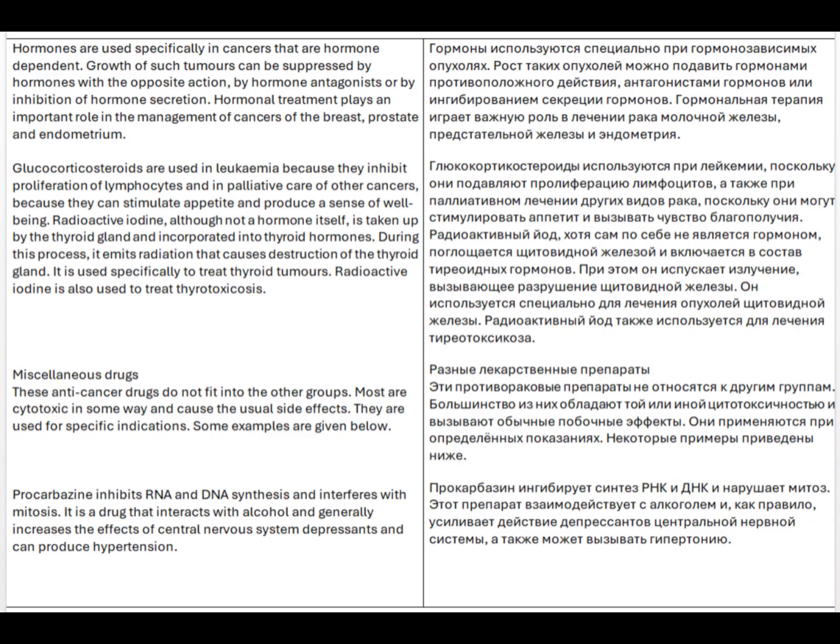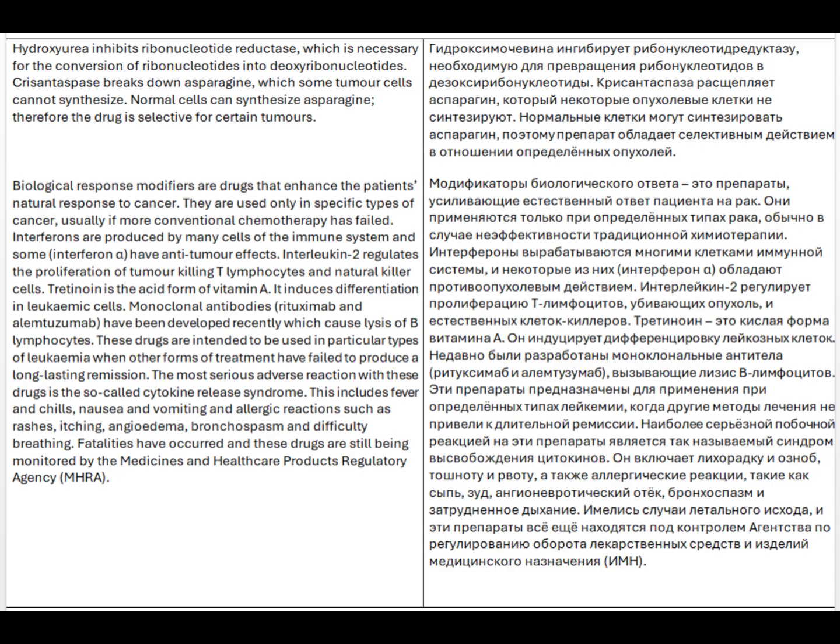Miscellaneous drugs. These anti-cancer drugs do not fit into the other groups. Most are cytotoxic in some way, and cause the usual side effects. They are used for specific indications. Some examples are given below. Procarbazine inhibits RNA and DNA synthesis and interferes with mitosis. It is a drug that interacts with alcohol and generally increases the effects of central nervous system depressants, and can produce hypertension. Hydroxyurea inhibits ribonucleotide reductase, which is necessary for the conversion of ribonucleotides into deoxyribonucleotides.